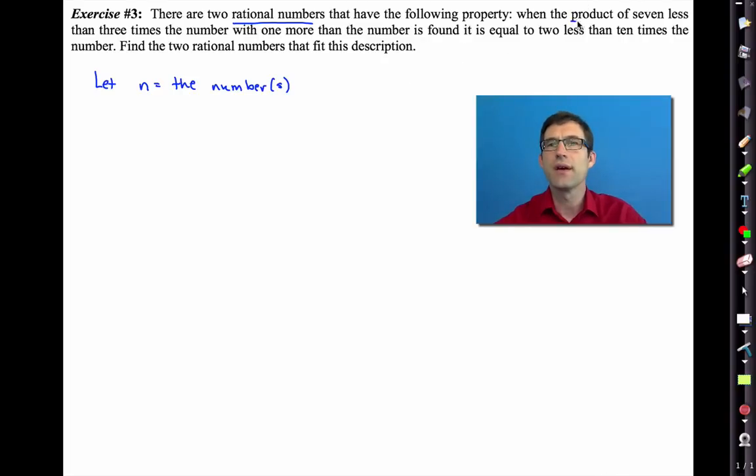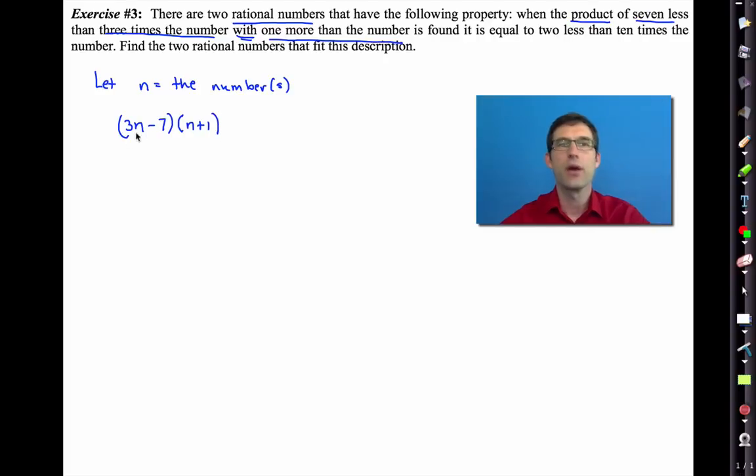So let's do this. We're looking at a product. 7 less than 3 times the number. Don't worry about anything else besides 7 less than 3 times the number. There's 3 times the number, and then there's 7 less than it. So we're going to find the product of that with 1 more than the number.